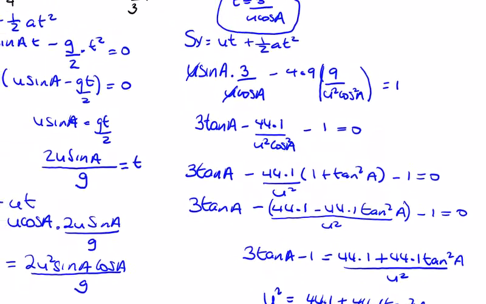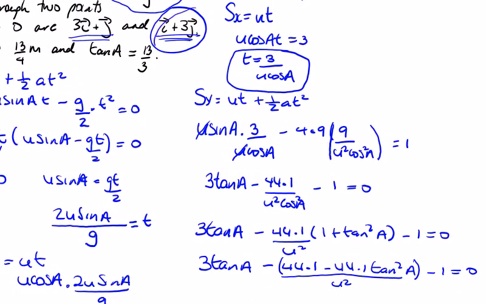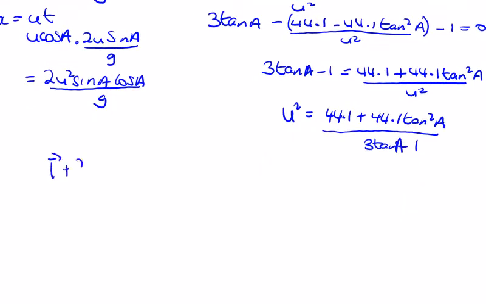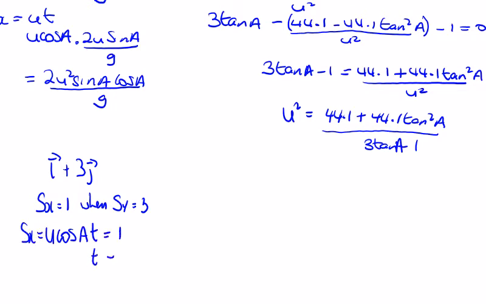So let's do that. We have, second point is i plus 3j. Okay, let's look at i plus 3j. So s of x is equal to 1 when s of y is equal to 3. So u cos alpha, s of x, times t equals 1. The time at that point is 1 over u cos alpha. And we substitute this into s of y being equal to 3. ut minus 4.9 t squared equal to 3.